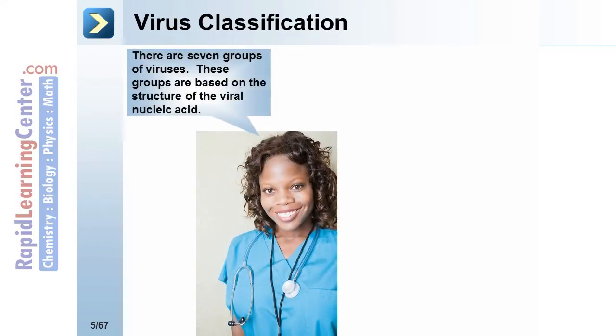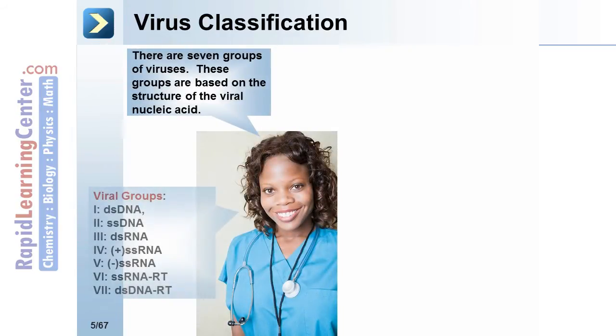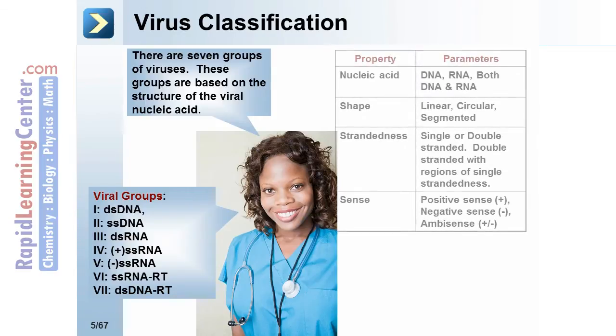Virus classification. There are 7 groups of viruses. These groups are based on the structure of the viral nucleic acid. The viral groups are listed here.